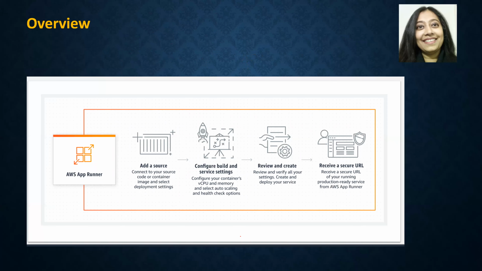Let us double click a little more on App Runner and see how it works. So you have your App Runner service here. Remember that you can have your source code or your container image. So you basically pick or add your source, either a source code repo in GitHub or your container image in your ECR, and you select your deployment settings.